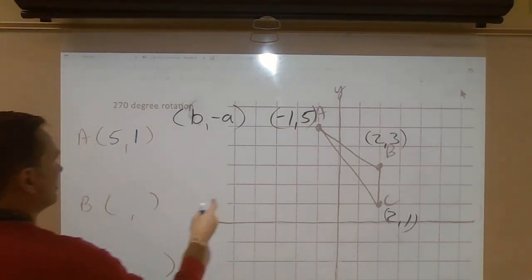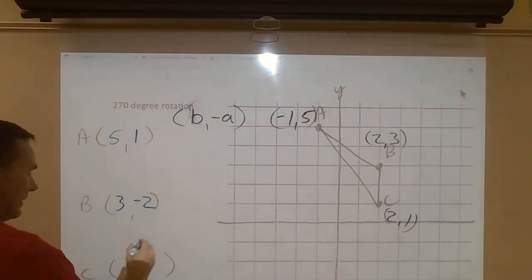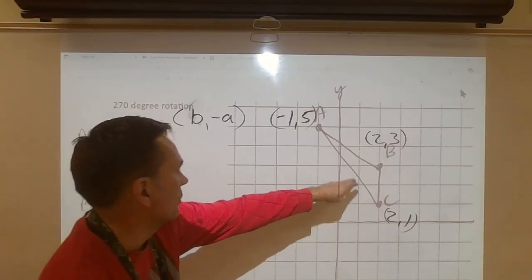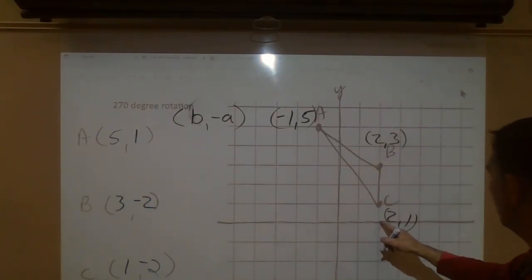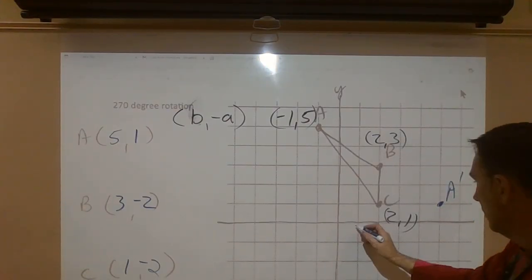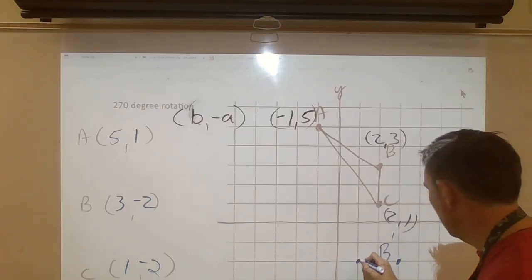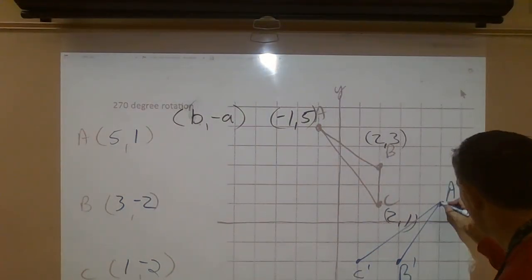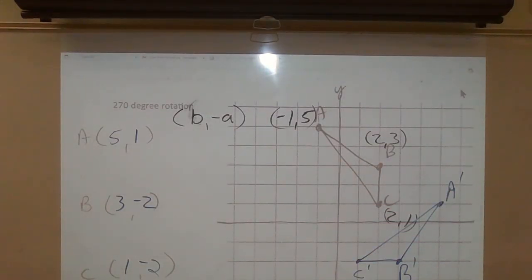Point B, 2 and 3. The 3 becomes positive, the 2 negative. And finally, point C, 1 and negative 2. We'll be in the 4th quadrant as we're moving 1, 2, 3 quadrants over. So 5, 1, 2, 3, 1. Here is point A. Point B, 3, negative 2. And C, 1, negative 2. And there's a rotation moving around 270 degrees.